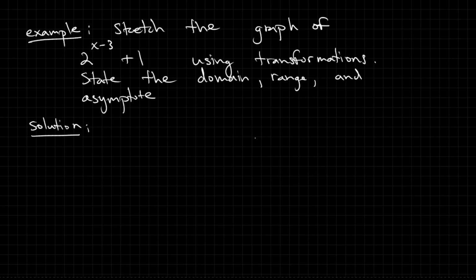Let's use our knowledge of transformations to sketch graphs of more complicated exponential functions and identify their domains, range, and asymptotes. So what we'll do is identify what the original function is that is being transformed to get this function here, which is 2 to the x minus 3 plus 1. We'll sketch the original function, transform it, and make observations about how the transformation affects the domain, range, and the asymptote.